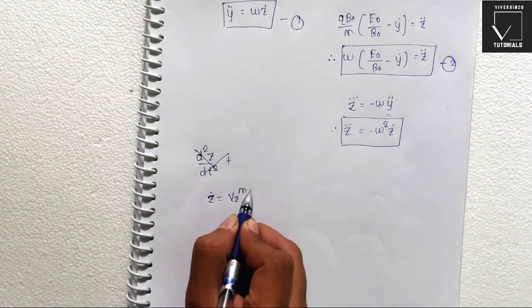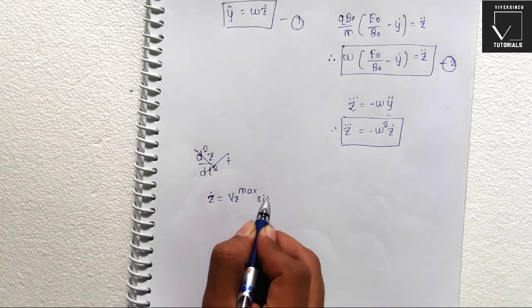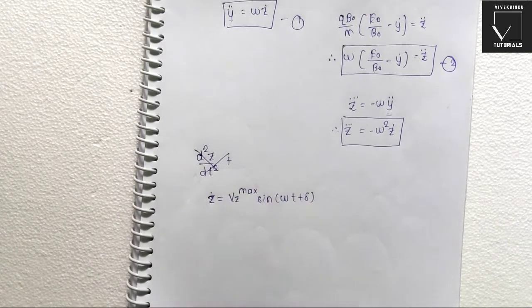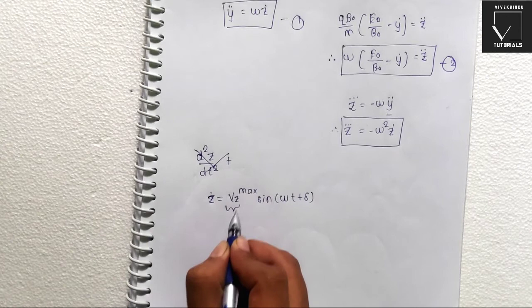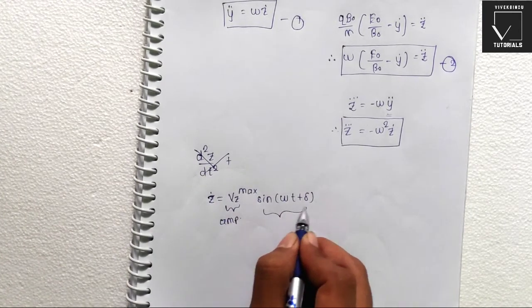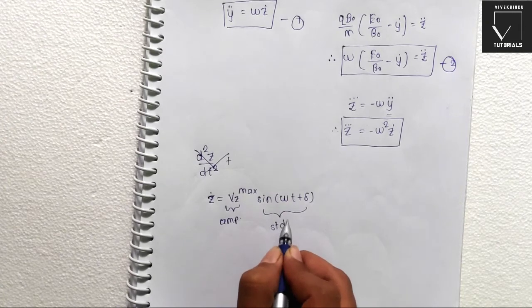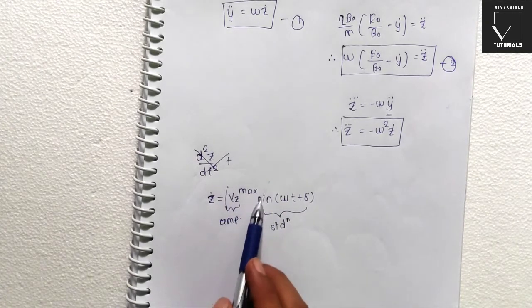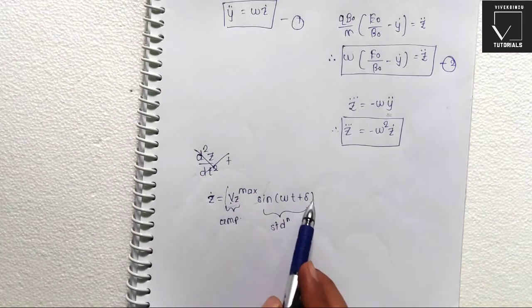The solution of this simple harmonic motion equation we can write as z dot is equal to vz max sine of omega t plus delta. Here vz max is the amplitude term, and this is the standard solution. So we have to calculate these two unknown terms, vz max and delta.